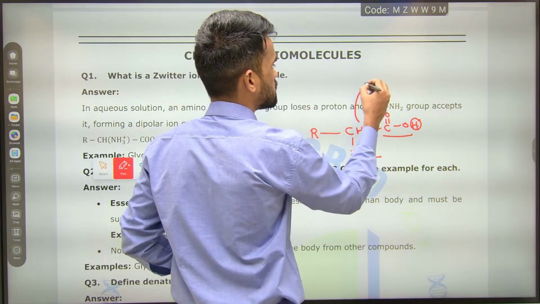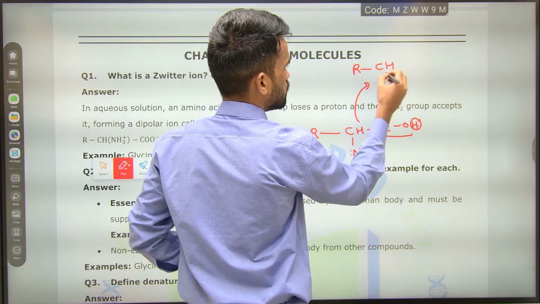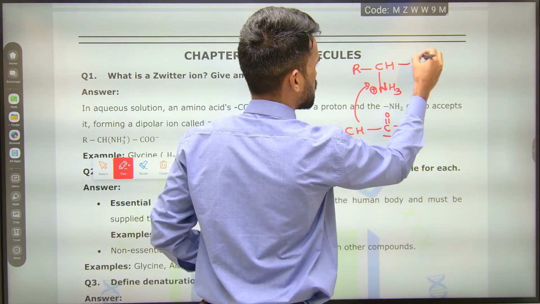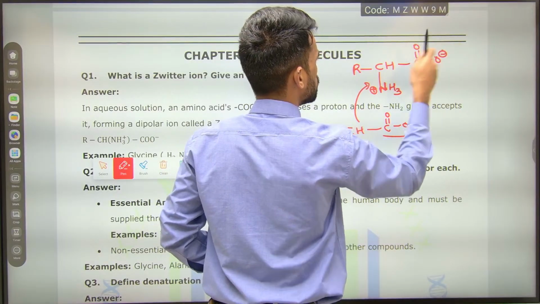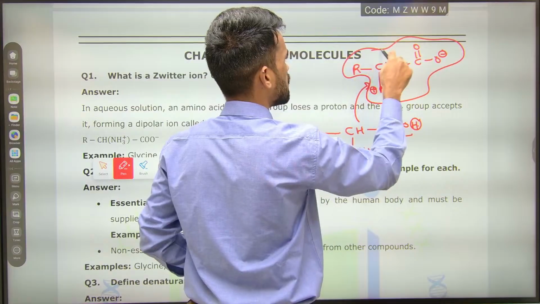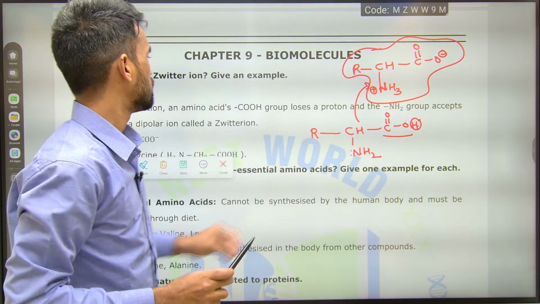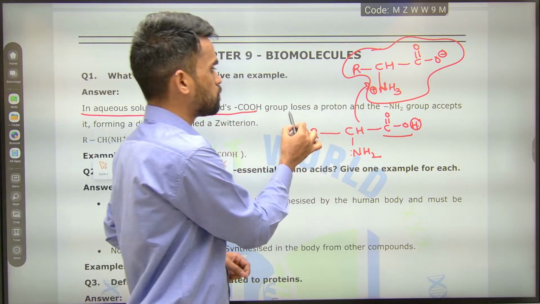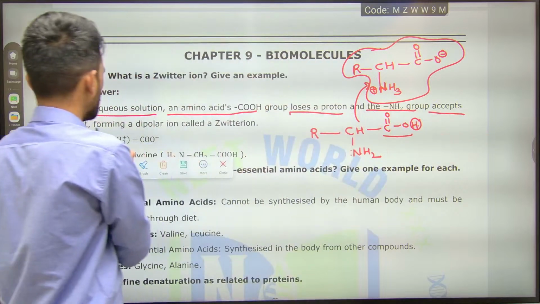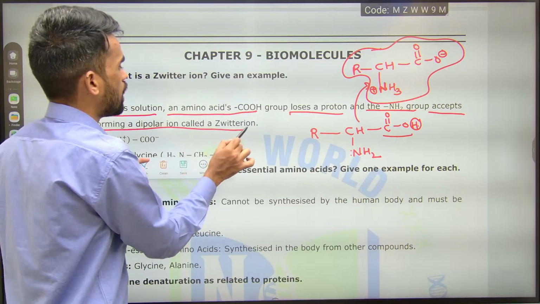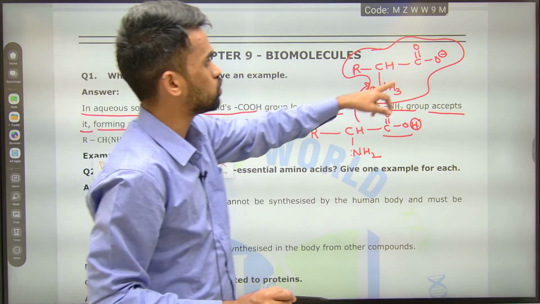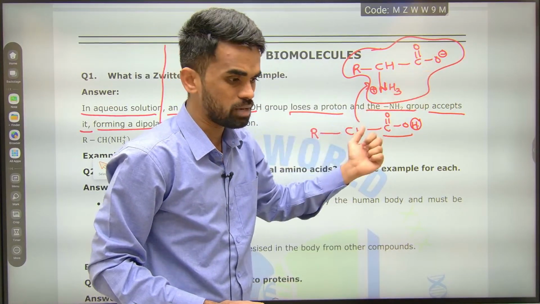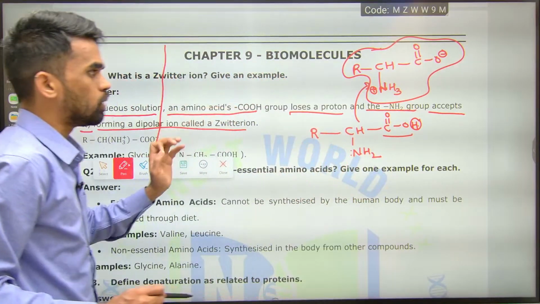Now what happens? R CH becomes NH3 plus, and COOH becomes COO minus. So you get a zwitterion like this. In aqueous solution, the COOH group of an amino acid loses a proton and the NH2 group accepts it, forming a dipolar ion. Here we have two poles and two ions, so it is a dipolar ion. We call it a zwitterion. I hope you got what we mean by zwitterion.